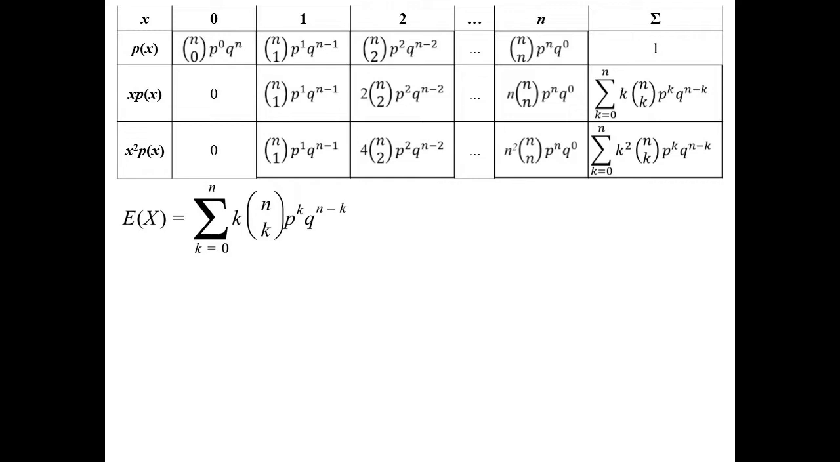Well, we know that if x is 0, then it's nC0, p to the 0, q to the n. If it's 1, then it's nC1, p to the 1, q to the n minus 1, and so on and so on and so on. So we want to sum all of these things together, because it's going to be x times px. So we'll end up with the sum of k, nCk, p to the power of k, and what have you.